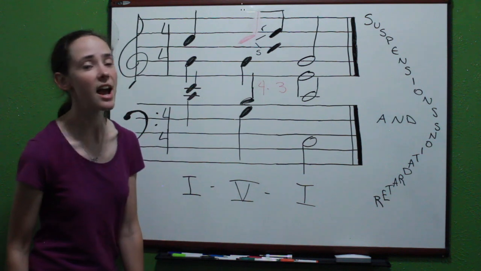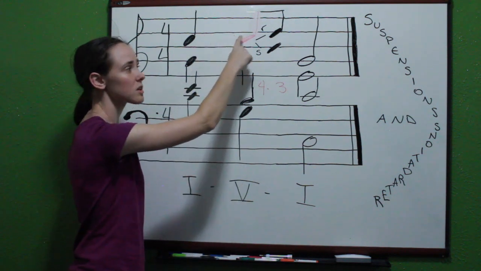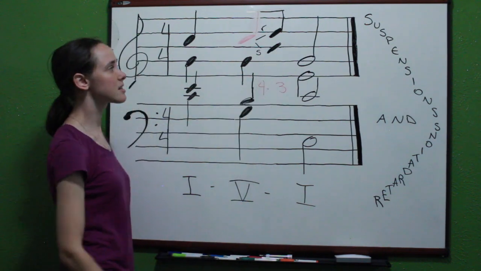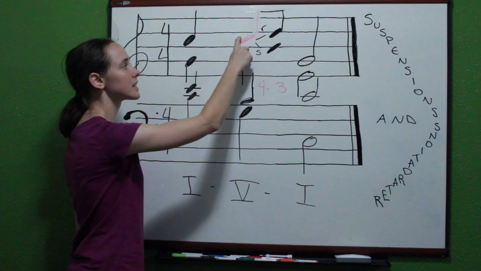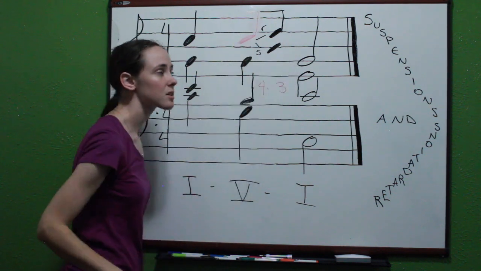In summary, a suspension is taking a note from one chord, holding it over to the next chord, and resolving it downward to the next chord note. A retardation is taking a note from one chord, holding it over to the next chord, and resolving it upward to the next chord tone.